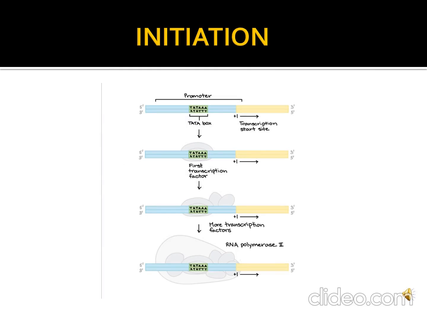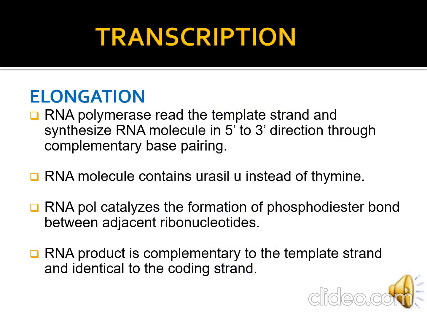This picture shows promoter sequences and recruitment of RNA polymerase enzymes that synthesize RNA from the coding region of the genes. RNA polymerase reads the template strand and synthesizes RNA molecules in 5' to 3' direction through complementary base pairing. RNA molecule contains uracil instead of thymine.